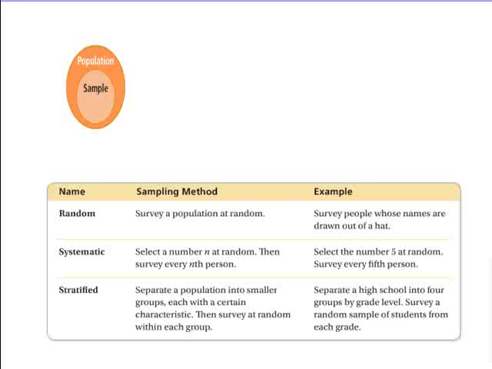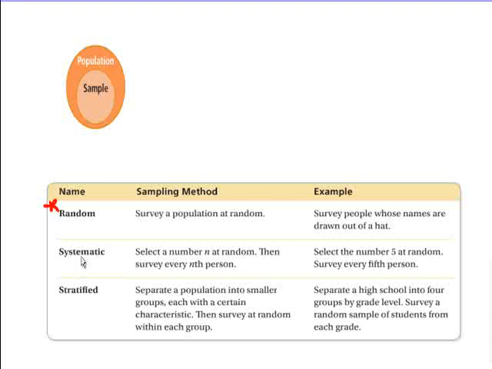And here are the ways that you can have samples. You can have a random sample. Survey a population at random. So survey people whose names are drawn out of a hat. So that would be random. There's no way that we're picking them, like every third or people with the name Billy, anything like that.